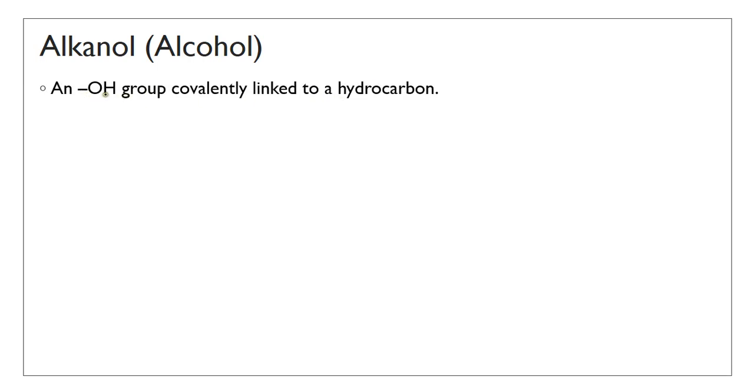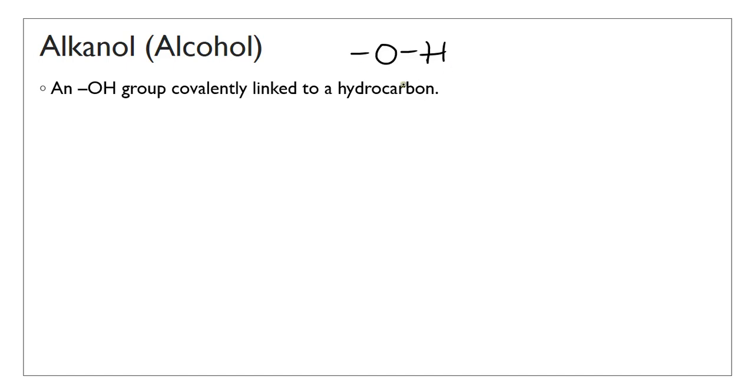Second functional group is the alkanol. Now alkanol is actually the official scientific name, but we always call it alcohol because alkanol just sounds kind of pretentious. Okay, it's like saying unconscious coupling. So an alcohol or alkanol is essentially an OH, so O covalently linked to an H, which itself is linked to a carbon in a hydrocarbon. That will be the alcohol.